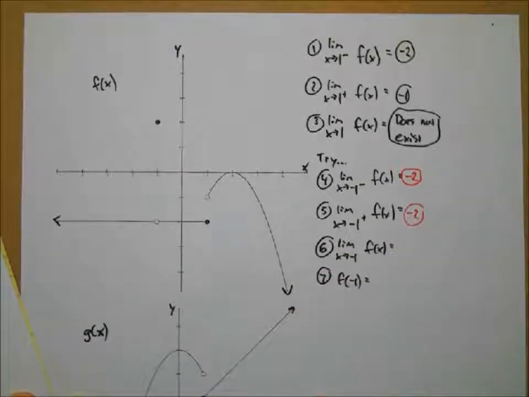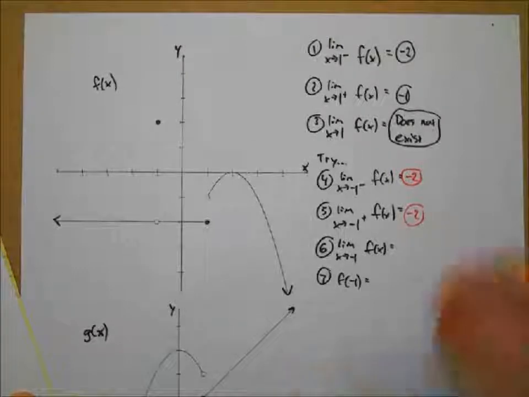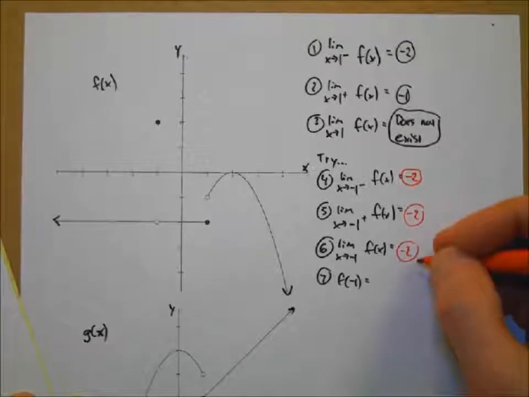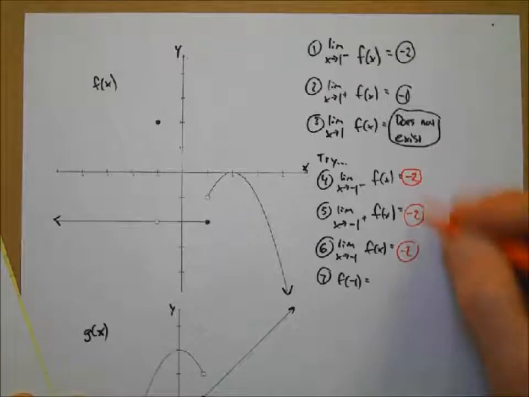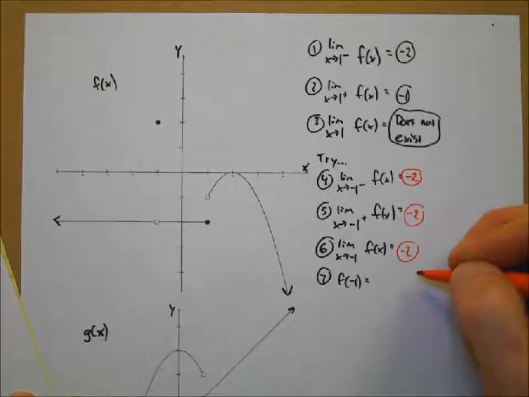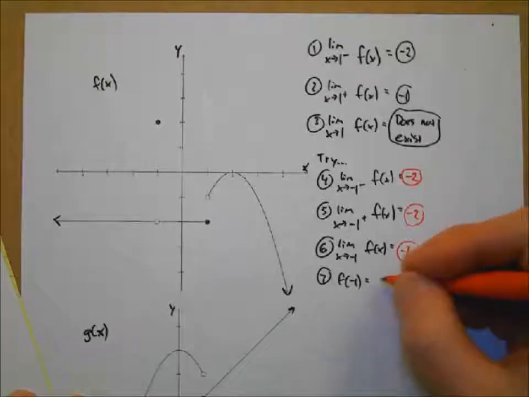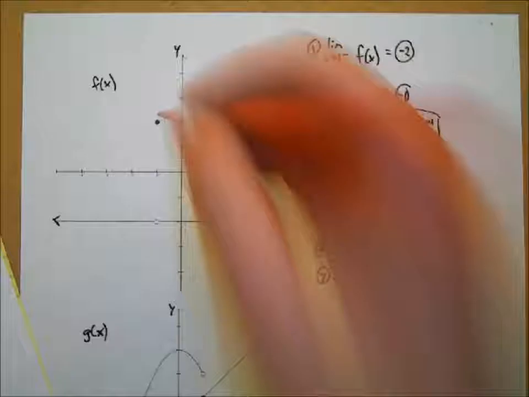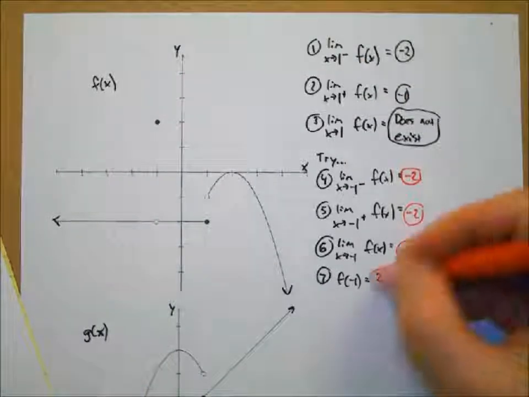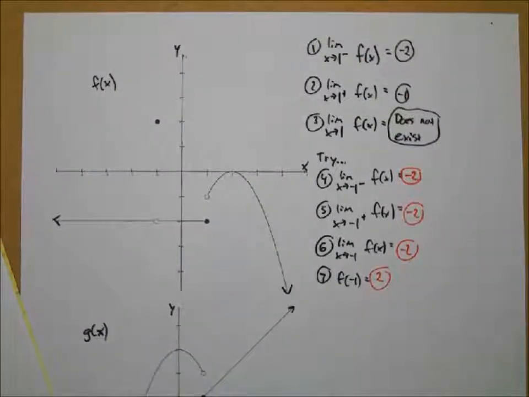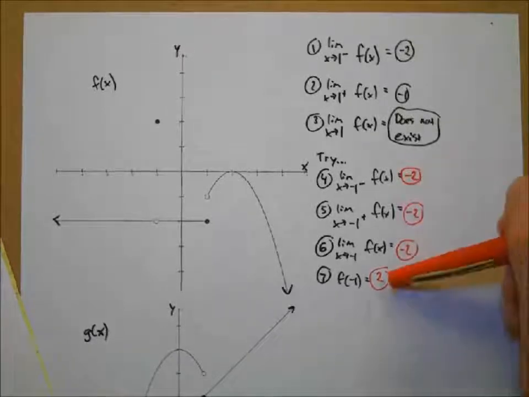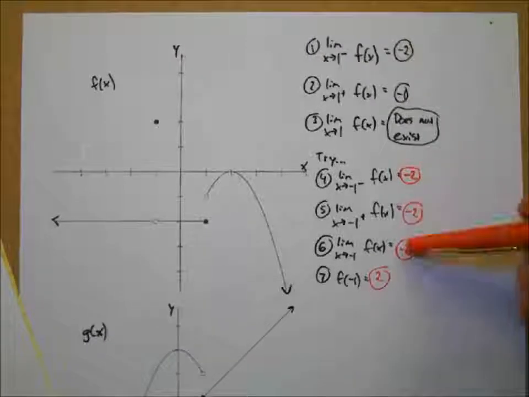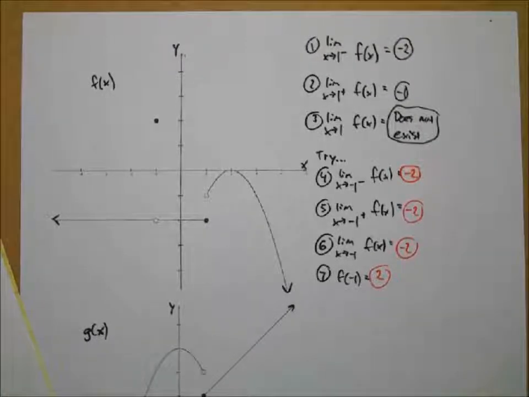What's the overall limit? -2. This limit exists because the left and the right hand are in agreement. But what is f of -1? +2, right? If we try to go down towards the graph there, we have a hole, but above it, we've got that point right there. So, is the function continuous at -1? The function's not continuous at -1, right? Because even though the limit exists, the limit and the function are different values. The limit's -2, the function's +2, so overall the function's not continuous there.